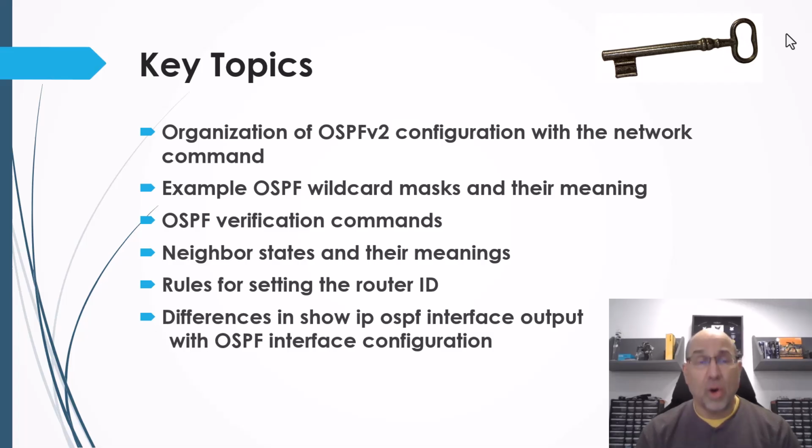And then we've got a whole bunch of OSPF verification commands. We'll do a bunch of them in the video. I'll try to remember to do as many of them as we can. And then we've got a couple of neighbor states we'll talk about. And then rules for setting the router ID. And so we'll futz around with a couple of ways that happens. Some are automatic, some you can configure. And then again, we'll run through a bunch of the OSPF commands to verify our config and to see what we can learn from them.